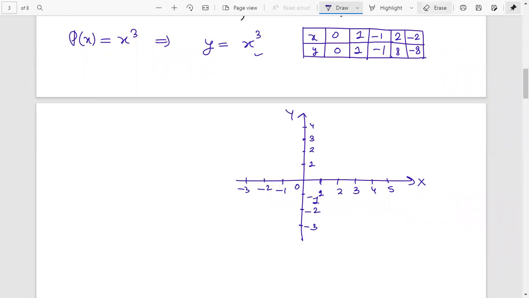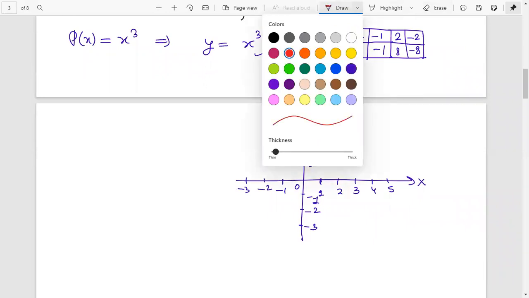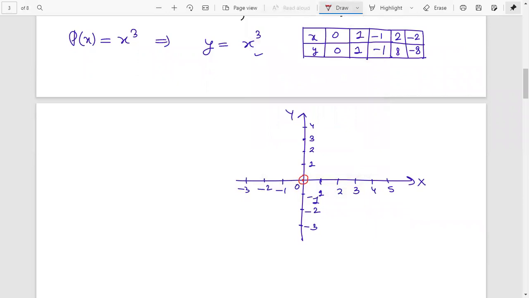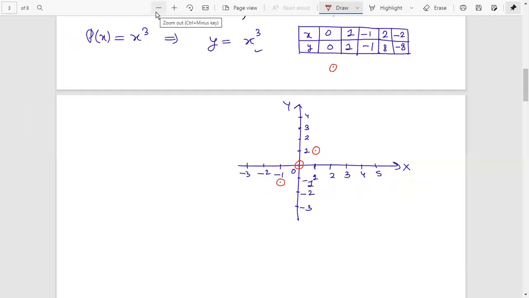Now we'll plot the first point, 0, 0. So 0, 0 will be here. The second point is 1, 1, so again here. The third point is minus 1, minus 1, which will be here in the third quadrant. X is minus 1 and y also minus 1. Then next is 2, 8, which will be very far away, somewhere here. And minus 2, minus 8 will be at the bottom somewhere.